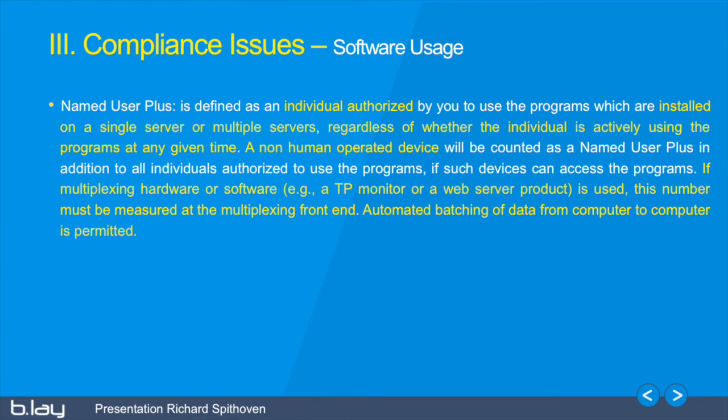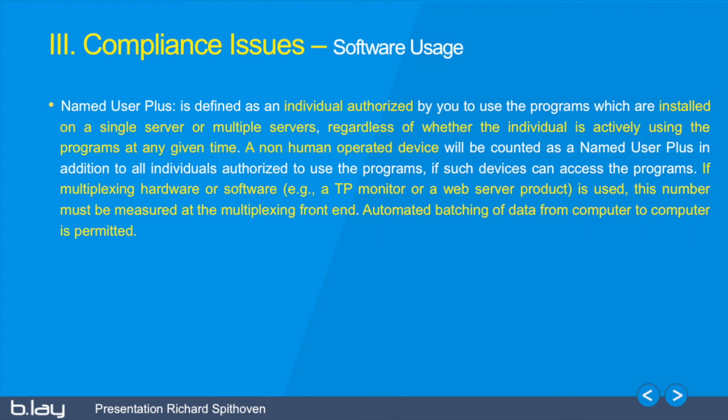Another example can be sensors in oil pipelines, where the sensors measure the pressure of the oil while the oil is being transported from location A to B. If those devices can access the software, those devices need to be counted on top of the individuals that have access to the software. If we're moving to the third part of the definition, it says if multiplexing hardware or software is being used, the number must be measured at the multiplexing front end.